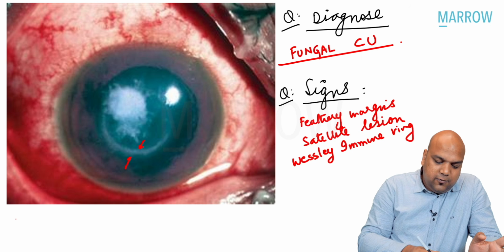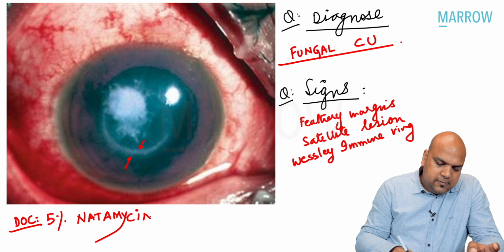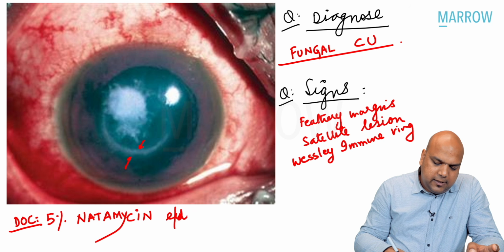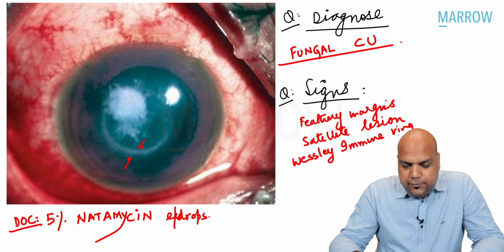What is the drug of choice for fungal corneal ulcer? This also we know, sir. It is 5% natamycin eye drops. 5% natamycin eye drops. All right. Any confusion in this? I hope not.